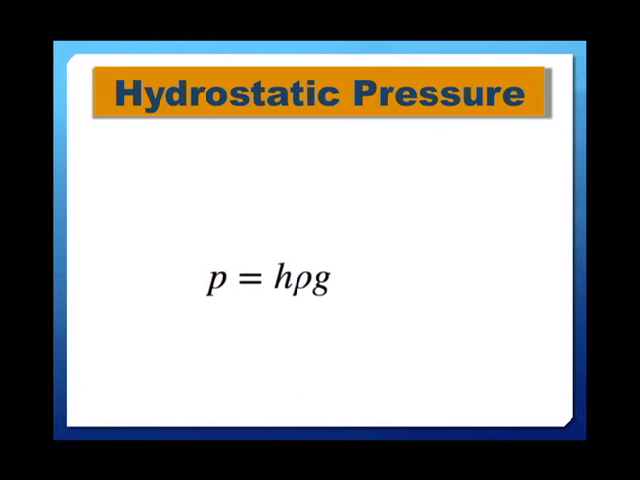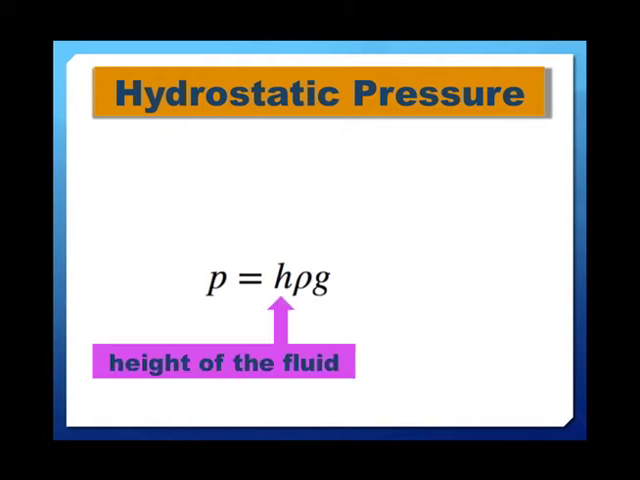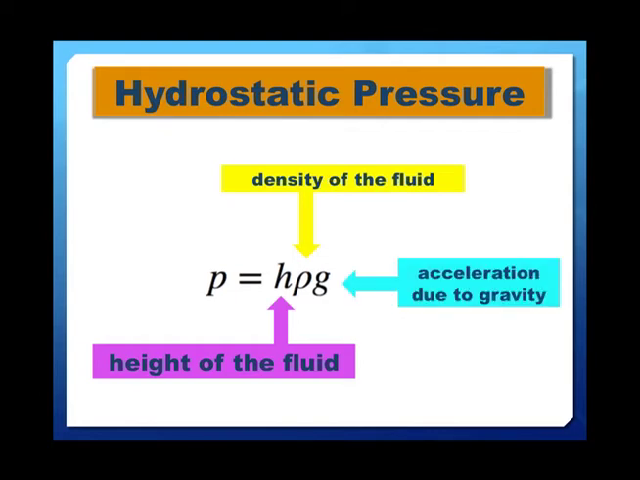The pressure exerted by a fluid due to gravity is called hydrostatic pressure, which is represented by P, and is equal to the height of the fluid times the density of the fluid times g, the acceleration due to gravity. We can see that this equation will accurately predict the atmospheric pressure necessary to support a column of mercury of a particular height, if we plug in some known values.